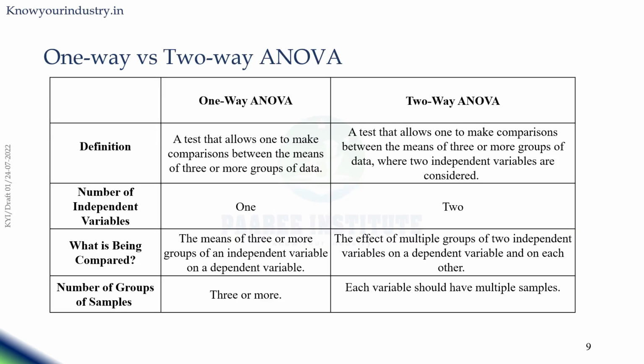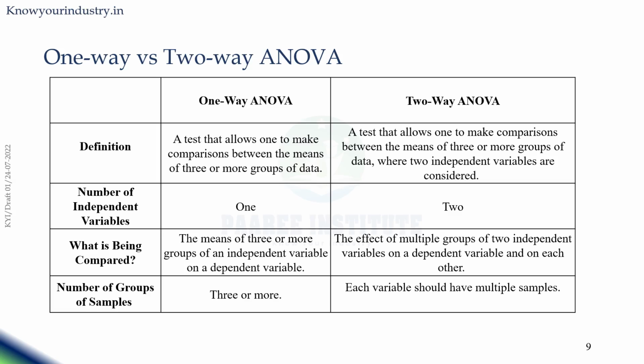This table clearly shows the differences between the one-way analysis of variance and two-way analysis of variance. By definition, one-way ANOVA allows one to make comparisons between the means of three or more groups of data. On the other hand, two-way ANOVA allows one to make comparisons between the means of three or more groups of data where two independent variables are considered. The number of independent variables in one-way ANOVA is 1 and in two-way ANOVA is 2.